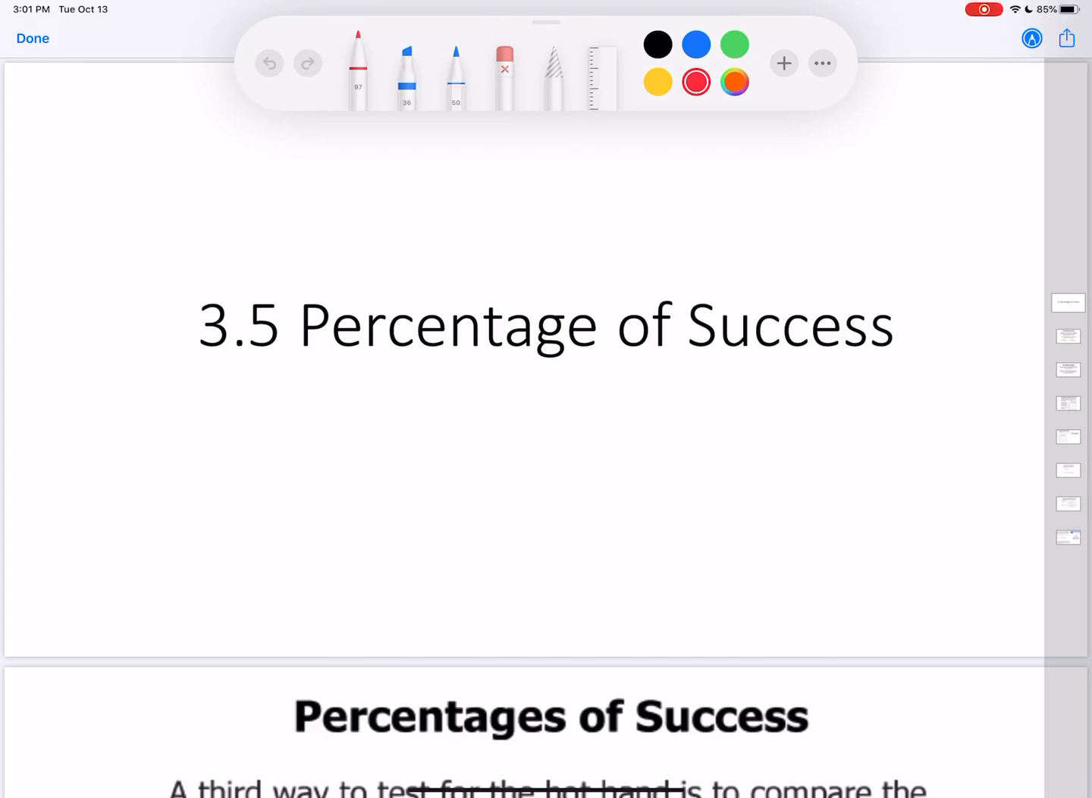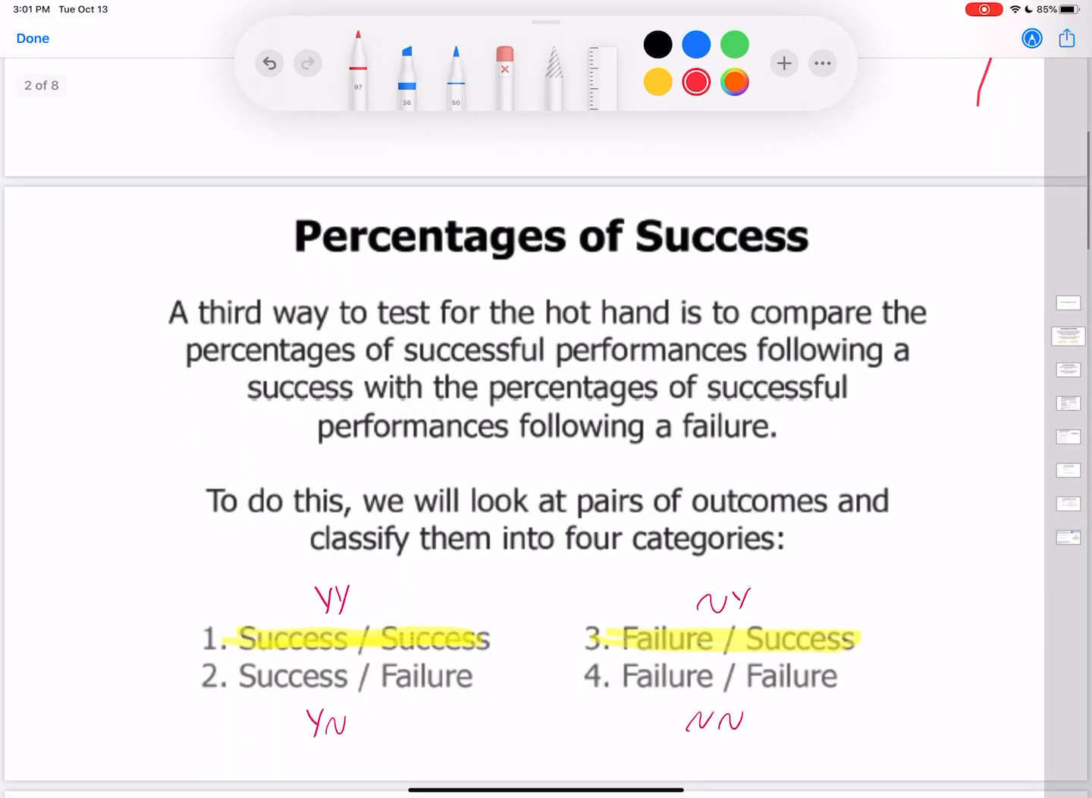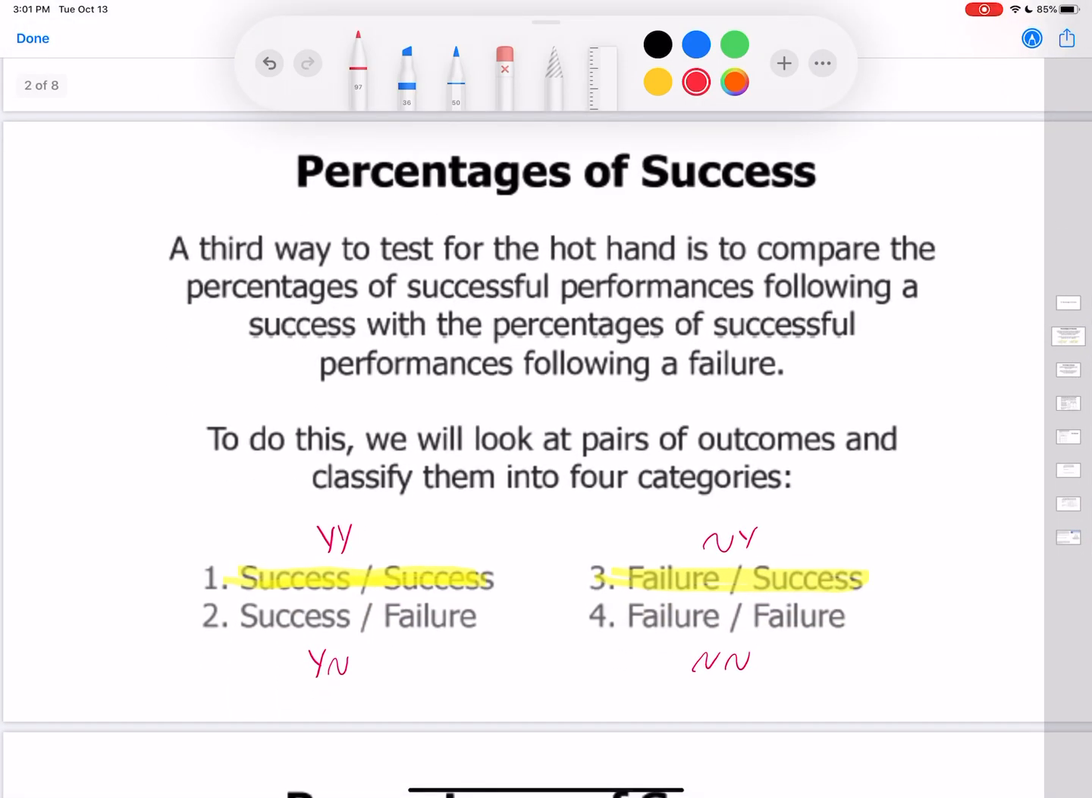Hey guys, today we're going to talk about the third and final test statistic for testing independence. It's called the percentage of success, and it's very familiar to what you've seen in Unit 2. So the first thing is we categorize our data into 4 different categories.